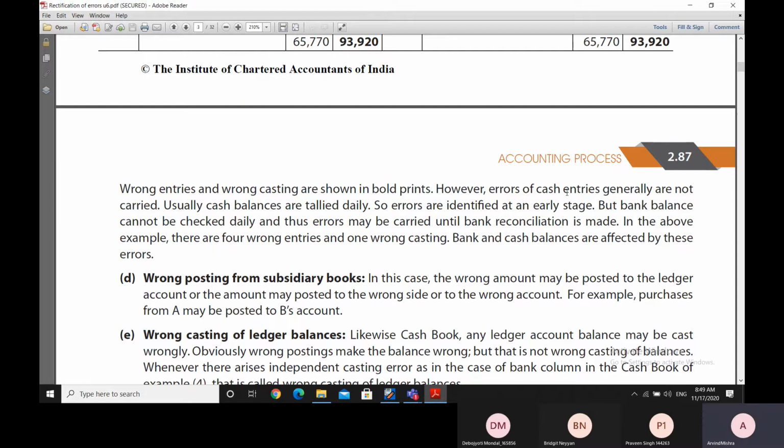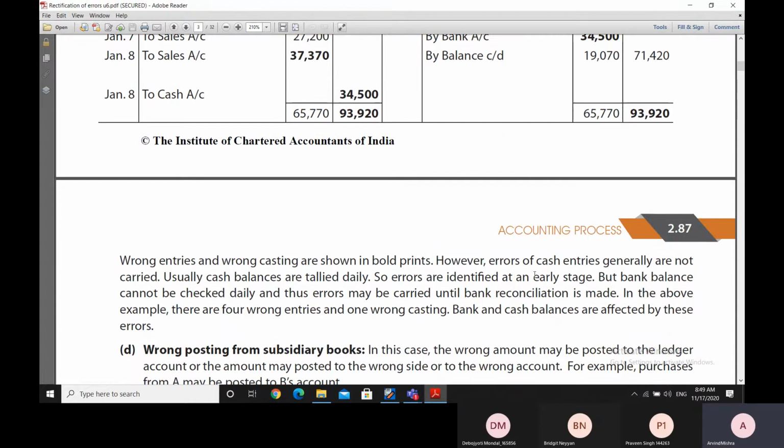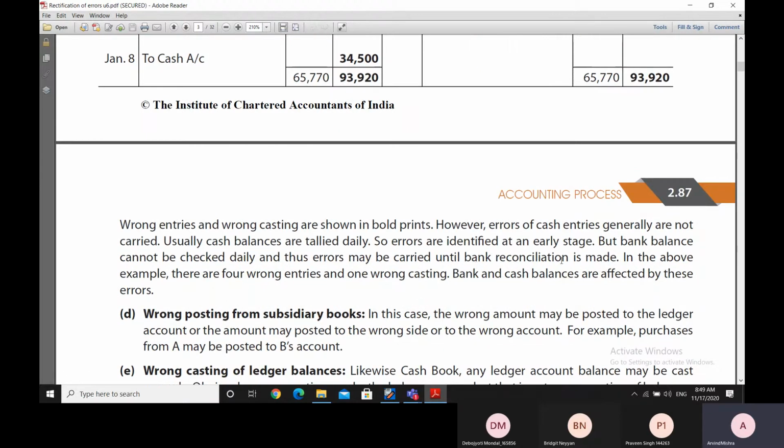Now, whatever entries are made in the cash book, if errors happen there, they are not carried forward because cash balances are tallied daily in the cash book, and in practical reality also. So errors of the cash book do not generally get carried forward, and they are rectified. In the cash book, the errors are identified at an early stage. As far as the cash column is concerned, that gets corrected almost on a daily basis. But as far as the bank column is concerned, that cannot be checked daily, and therefore errors may be carried till the time we do a bank reconciliation.